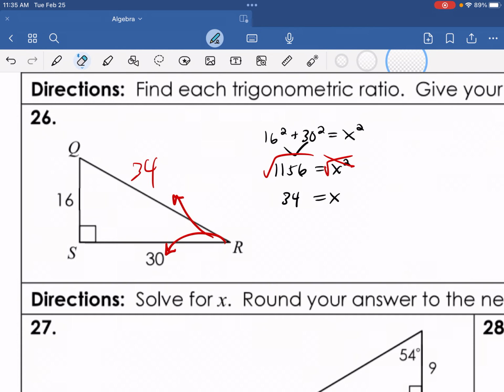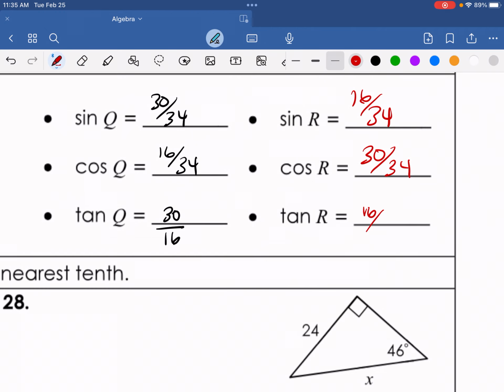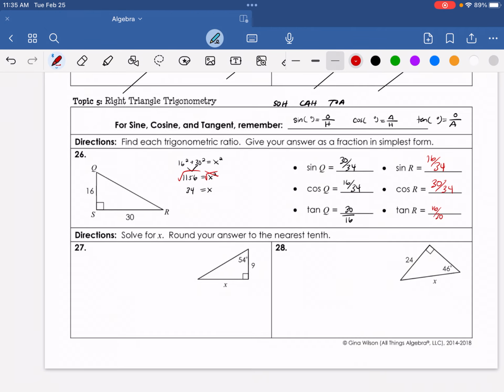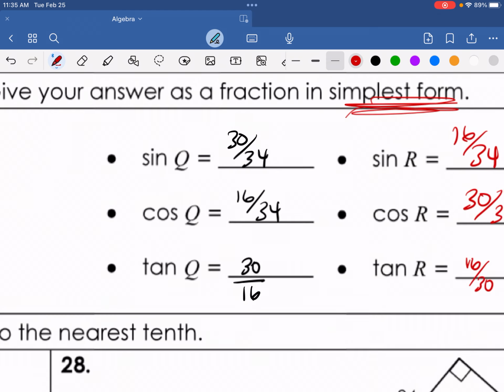And then tan from R, tan is opposite, so 16 first, and adjacent 30. And that's it. All of these can reduce. There you go, those are your answers. That's all you had to do. If they ask you for the trig ratio, it means a fraction. You already know the sides. We don't need the degree. They don't need you to find the degree. They just want the fraction. It does say simplest form, so you should be reducing these. Like 30 to 34 would reduce. They both divide by 2, and it's 15 to 17. And then you reduce all of them.